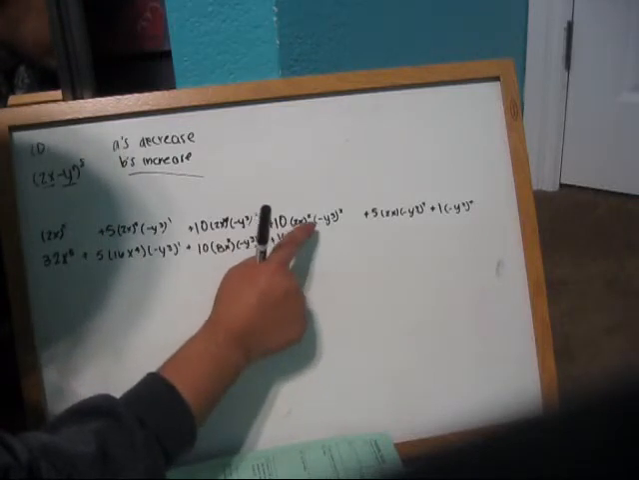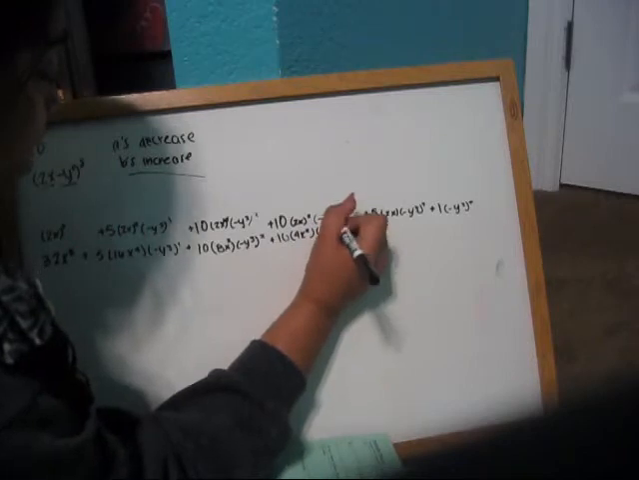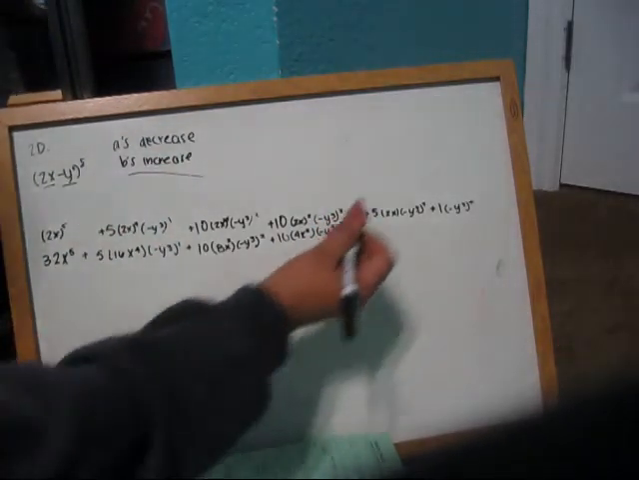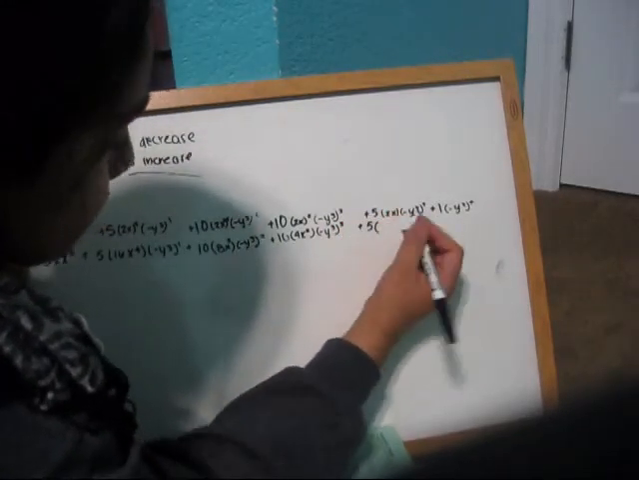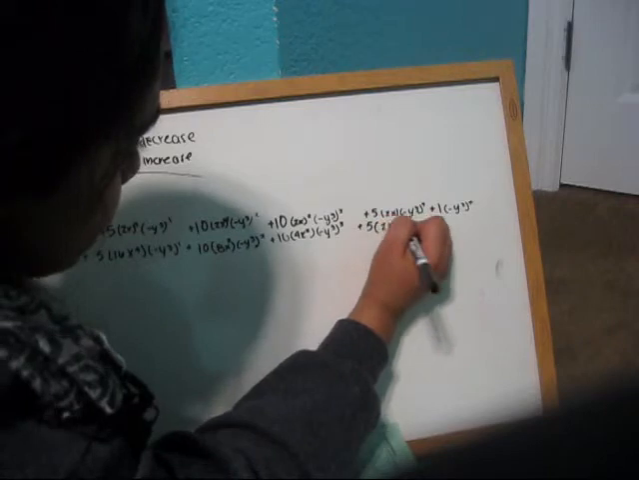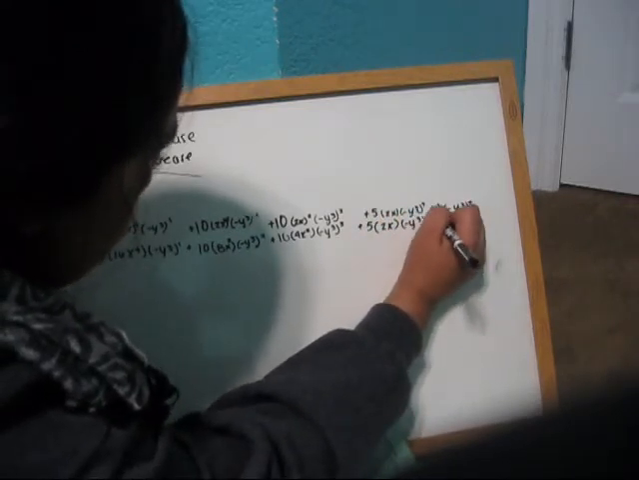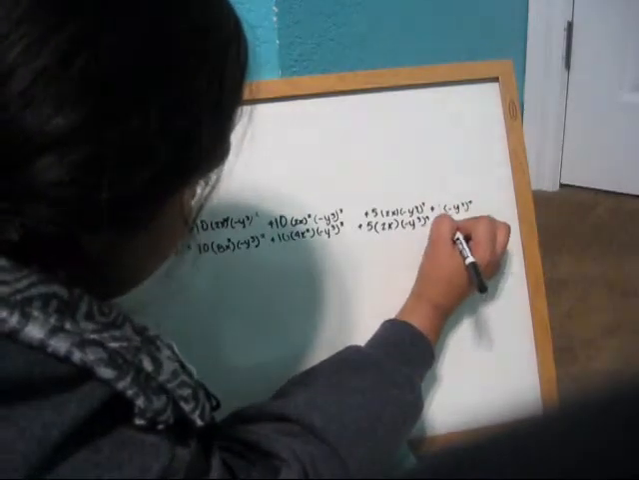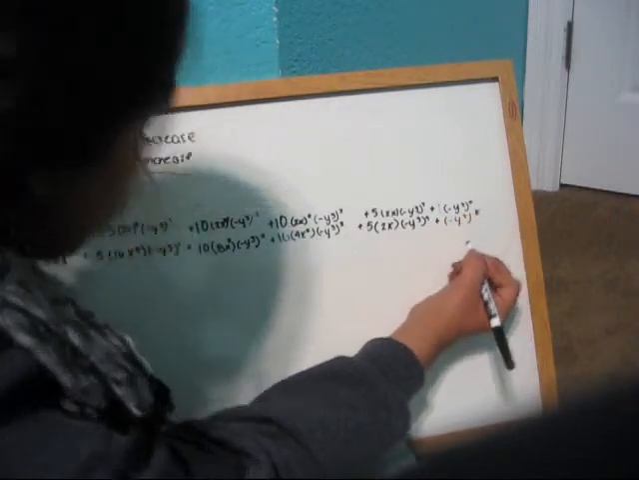Okay, so anyways, 2x squared, that's just 4x squared, times negative y to the third, also raised again to the third, plus 5, 2x to the first power, that's just 2x, times negative y cubed to the fourth, plus, you don't need this one, plus negative y cubed to the fifth power.